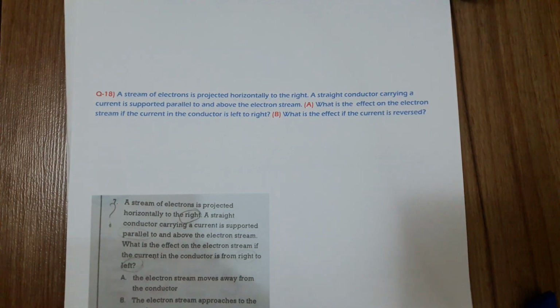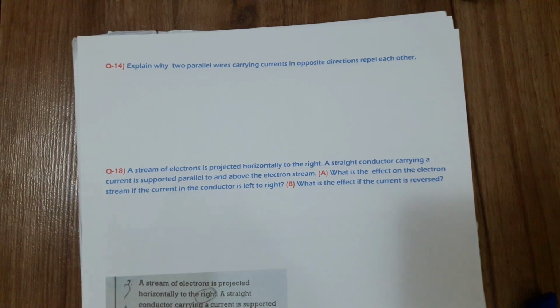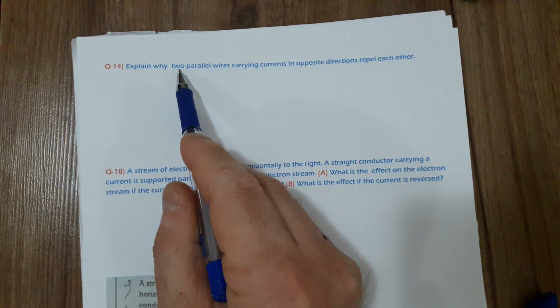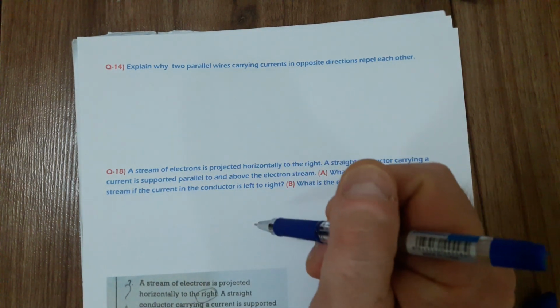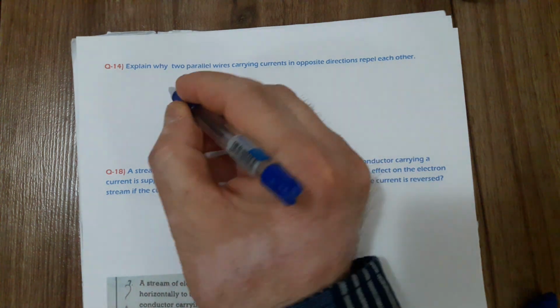All right, let's continue answering the questions. Next question is, explain why two parallel wires carrying current in opposite direction repel each other. So let's draw two parallel wires.